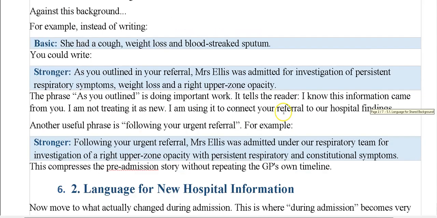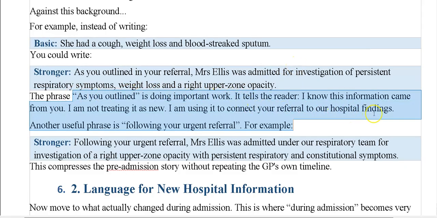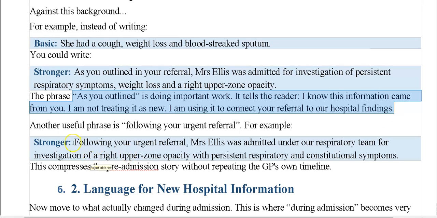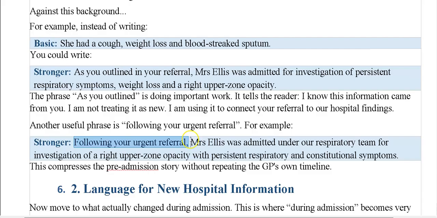So you could sort of write, right? She had a cough, da da da da da. As you outlined in your referral, was admitted, right? So that phrase tells the reader, I know. I'm using it to connect your referral to our hospital findings. Another useful phrase, following your urgent referral, Mrs Ellis was admitted, blah, blah, blah. Yeah?